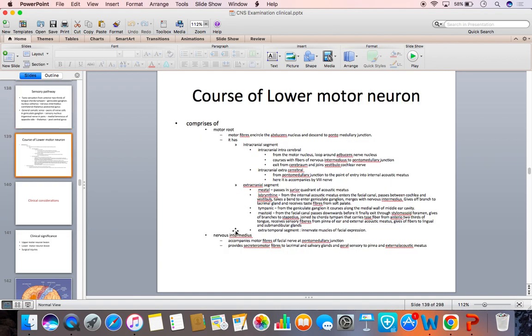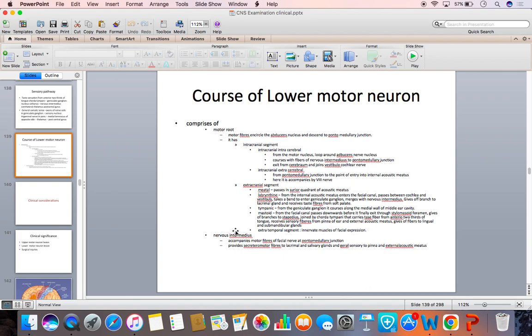Then let us understand the course of the lower motor neurons. Lower motor neurons have various segments. Their cell bodies are located in the nucleus of the facial nerve in the lower parts. They have the intracranial segment and the extracranial segment.